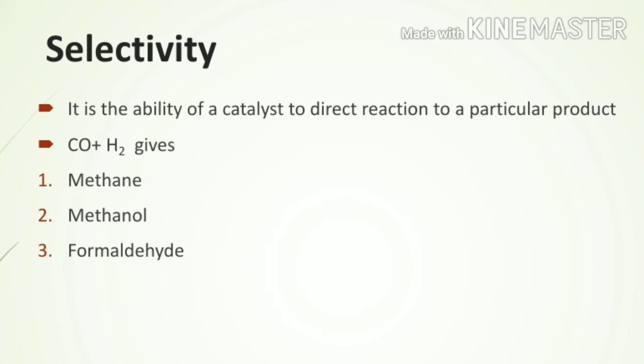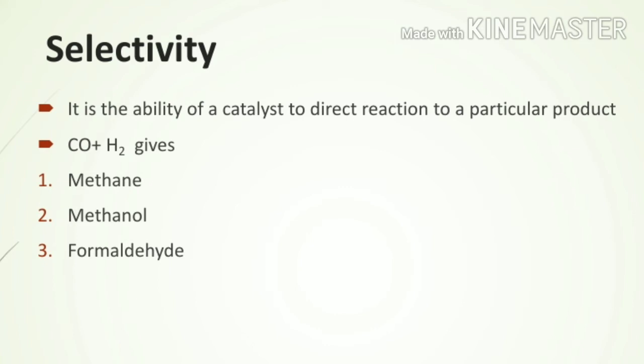We know that the reaction of carbon monoxide with hydrogen gives methane, methanol, and formaldehyde. All these products can be obtained from the reaction of carbon monoxide and hydrogen, by differing the catalyst. If we use nickel as catalyst, the reaction will give methane. That is, carbon monoxide with hydrogen gives methane if nickel is the catalyst.